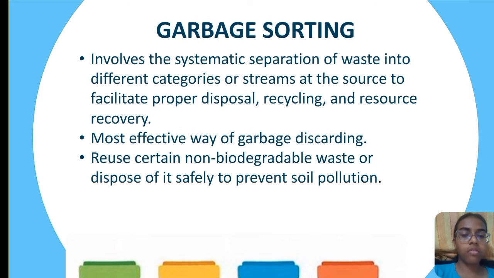Garbage sorting involves the systematic separation of waste into different categories or streams at the source to facilitate proper disposal, recycling, and resource recovery. It is the most effective way of garbage discarding and hence keeps the public spaces free of littering. Reuse of certain non-biodegradable waste or dispose of it safely to prevent soil pollution.